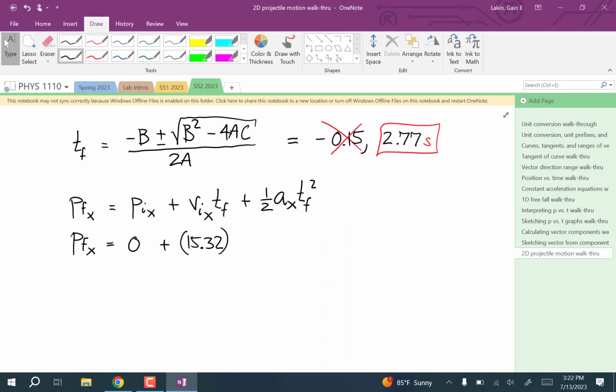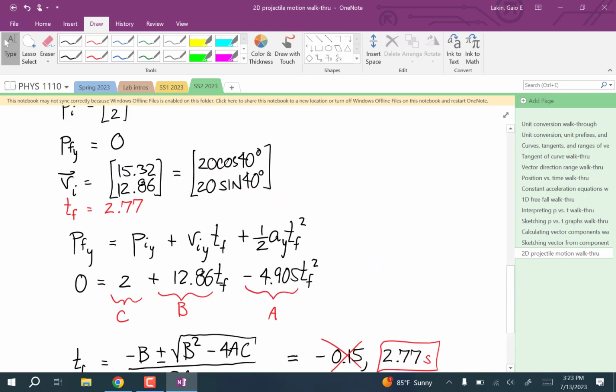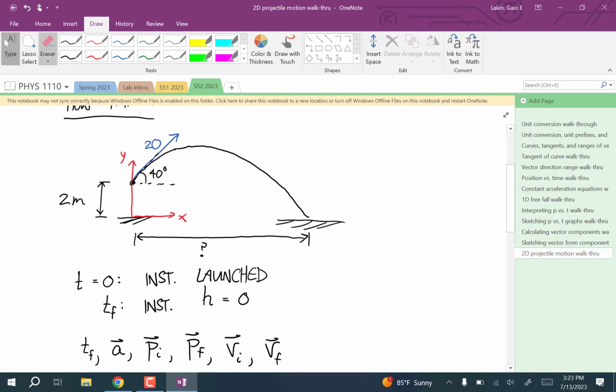Let me change one thing. This TF, I didn't fill that in. We know what that is, 2.77. And then plus 0. So PFX is equal to 15.32 times 2.77, and you get an answer of PFX equal to 42.44 meters. So after you go through this calculation, you know that it's going to hit the ground 44.43 meters away horizontally.